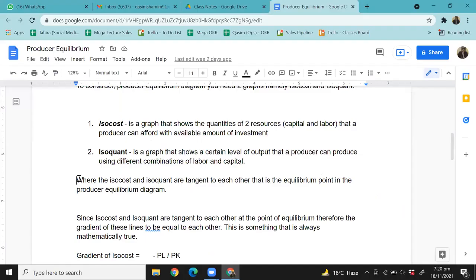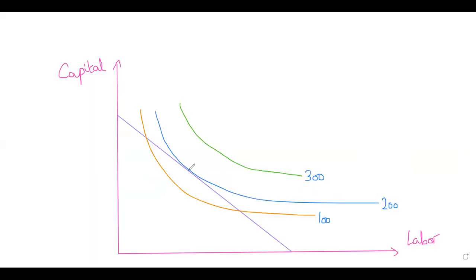Okay, so we know where the isocost and the isoquant are tangent to each other. On this graph, where the isocost and the isoquant are tangent, what point is this? That is the point of producer equilibrium. Now, what will this point of producer equilibrium show you?